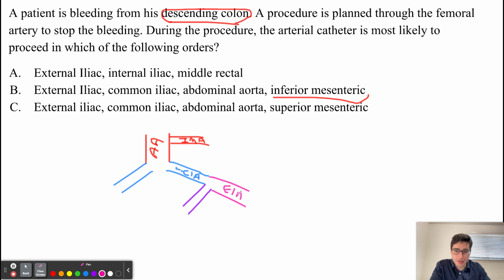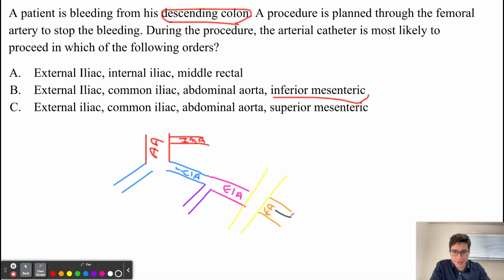Now the external iliac artery is going to become the femoral artery when it goes below the inguinal ligament. So when the external iliac artery is below the inguinal ligament, it is going to become the femoral artery. Now the catheter was inserted through the femoral artery.